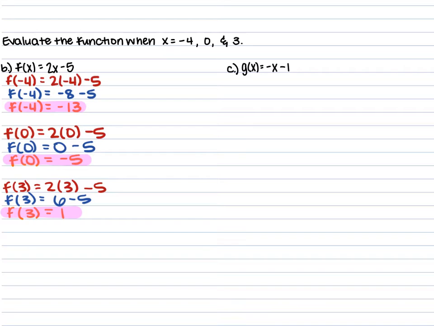For C, we're given g of x is equal to negative x minus 1, and we're finding for g of negative 4, g of 0, and g of 3. So we're going to start with that g of negative 4. And we're just going to plug that negative 4 in, so a negative times negative 4 minus 1. The opposite of negative 4 is positive 4, so g of negative 4 is equal to 4 minus 1. 4 minus 1 is 3, so g of negative 4 is equal to 3.